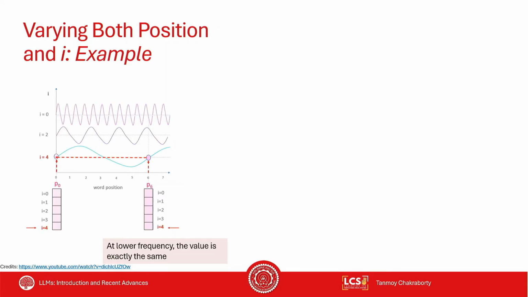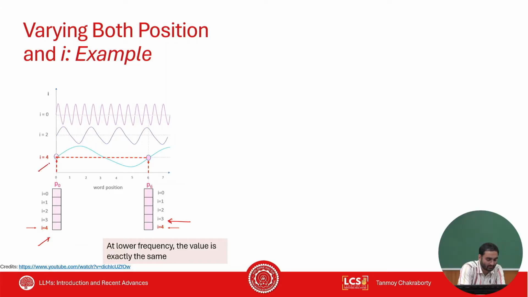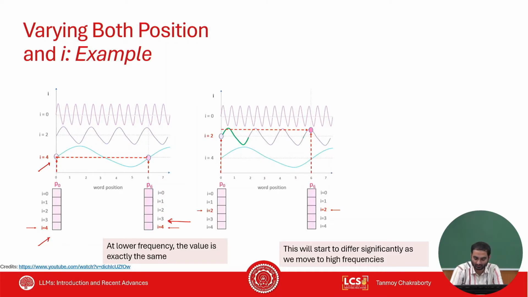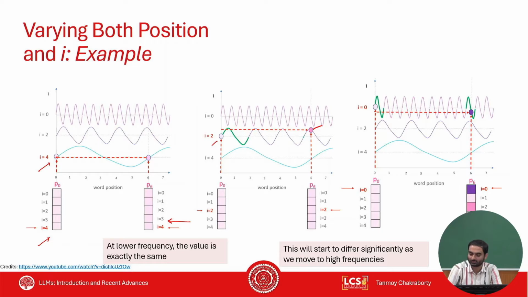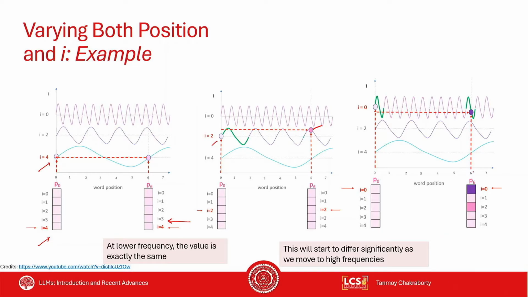Look at here. There are two positional embeddings for the 0th and 6th respectively at i equals 4, which is the lower frequency range. They are more or less the same, right? As you move on, i equals 2, you see a difference. As you move on, i equals 0, you further see the difference, right?